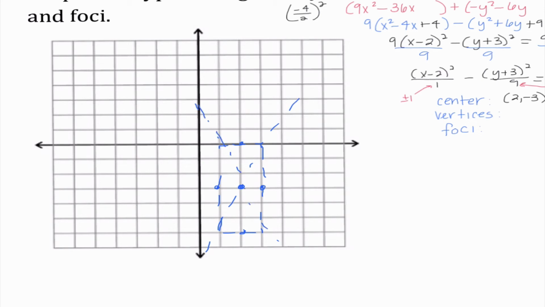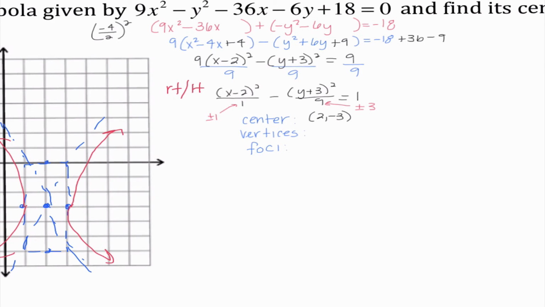Okay, that's kind of rough, but we can see where the asymptotes are. Now, based on this equation, I see that x is positive. So I'm going to graph to the right and to the left. So I'm going to find these vertices that I already plotted. And I'm going to graph to the right. And I'm going to graph to the left. Now I can see my vertices are at 1, negative 3, and at 3, negative 3. Okay, so I'm going to write 1, negative 3, and 3, negative 3.